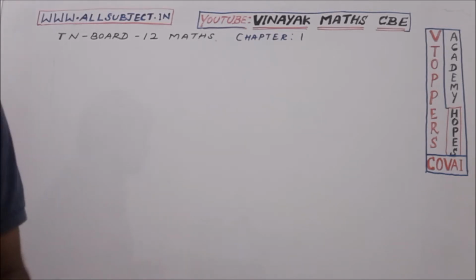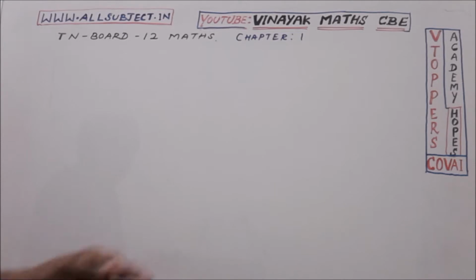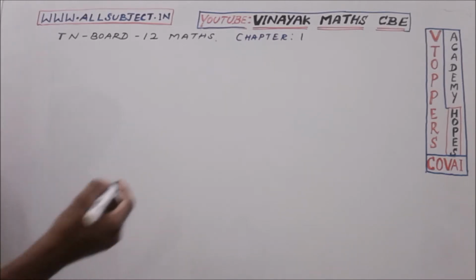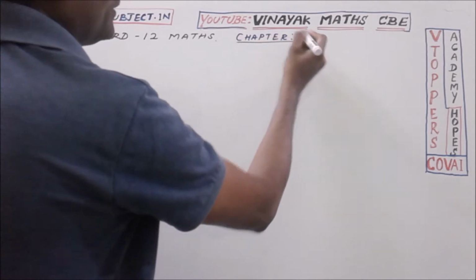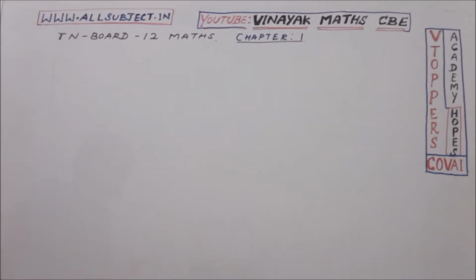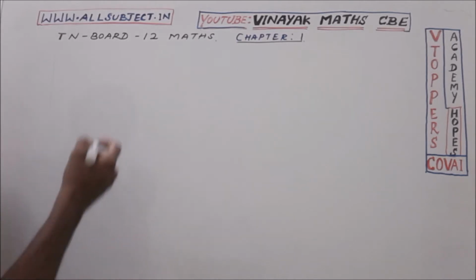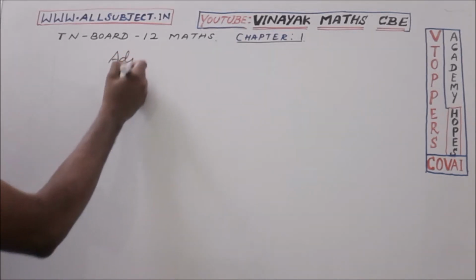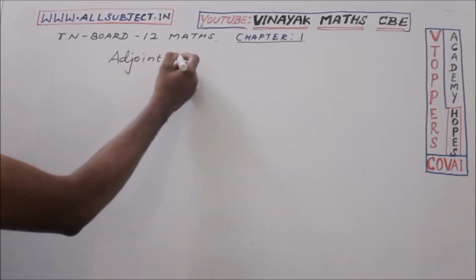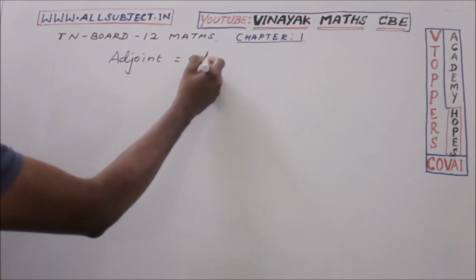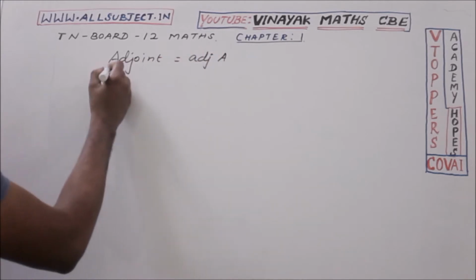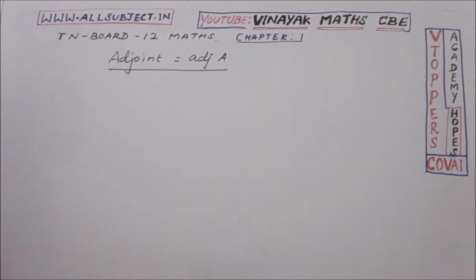Here, now I am in the first exercise of chapter number 1, that is application of matrices and determinants. In the first exercise, we have a concept of learning adjoint of a matrix. Adjoint, in short, is written as adj A, that is adjoint of A, where A is a given matrix.